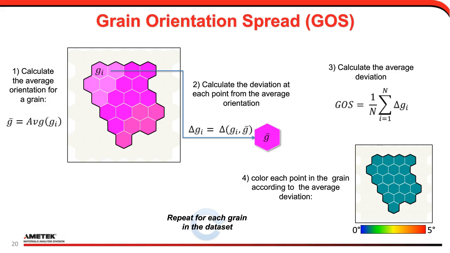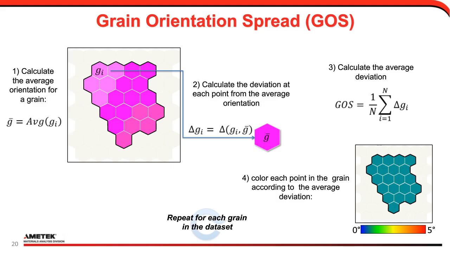misorientation. So the first step in this is you calculate the average orientation for a grain, and then for each point in that grain, you calculate the deviation in orientation from the average, and then you calculate the average of all those, and that gives you this grain orientation spread, or GOS.